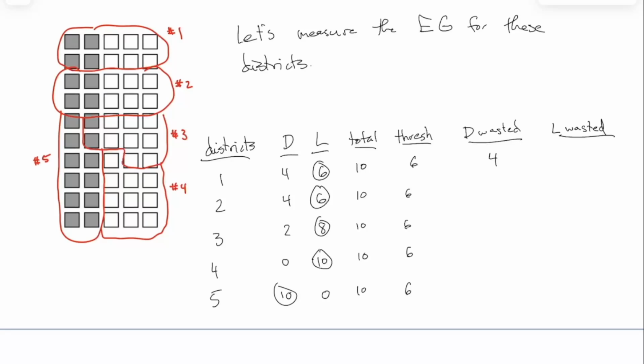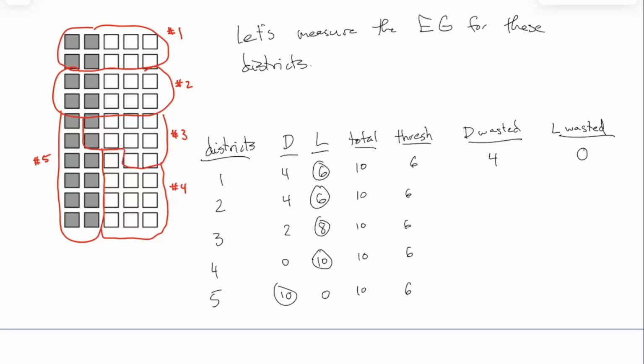Every vote for the loser is wasted, and every vote for the winner beyond the threshold is wasted. In this case, the L's wasted 0 because they didn't get any votes beyond the threshold to win. They got exactly what they needed, which was 6. All right, the threshold is 6. They got 6. That is 0 extra. That's what this 0 means. If you want to be very specific about it, this column for the winner is always this number minus the threshold, which in that case is 0.